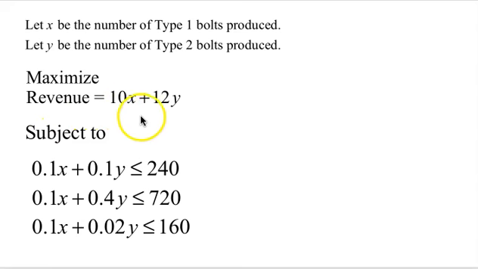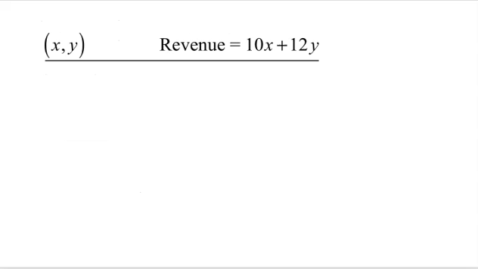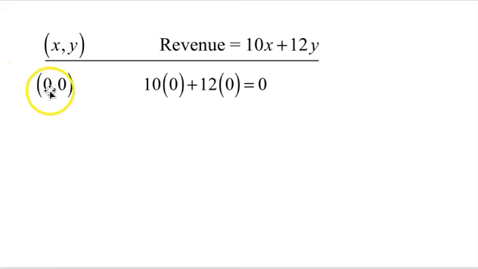Maximize revenue, which was 10x plus 12y, because we had 10 cents for each type 1 bolt, 12 cents for each type 2 bolt. So I've got to look at the revenue values for each of the corner points. So we're going to go ahead and do that. We're going to make a table for each corner point, plug in our various values and see what we get. Now our trivial corner point, we're making 0 type 1 bolts, 0 type 2 bolts.